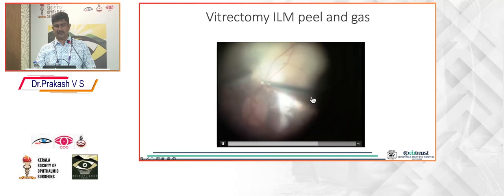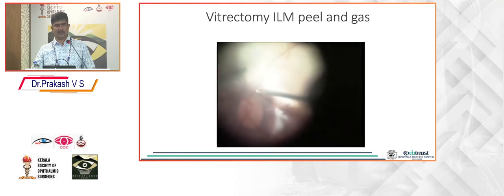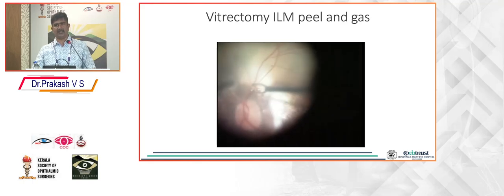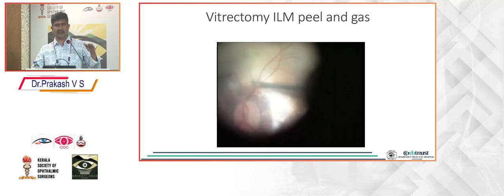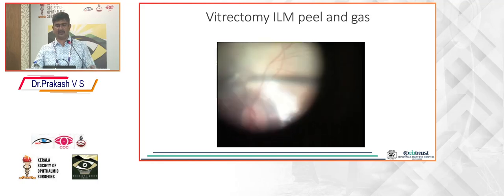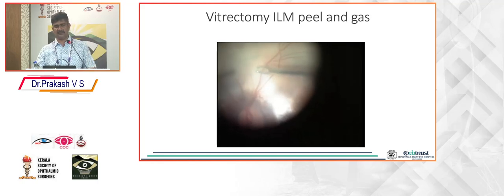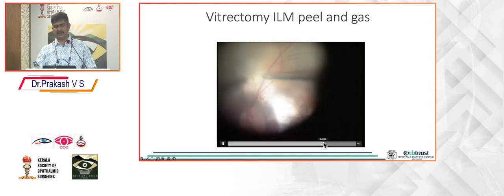So the main thing is to remove all the traction. When there is no macular hole, then we do a fovea sparing ILM peeling, because ILM may be the only thing that is preventing a macular hole becoming full thickness in this eye. So we don't peel the ILM over the macula. A fovea sparing ILM peel is done.